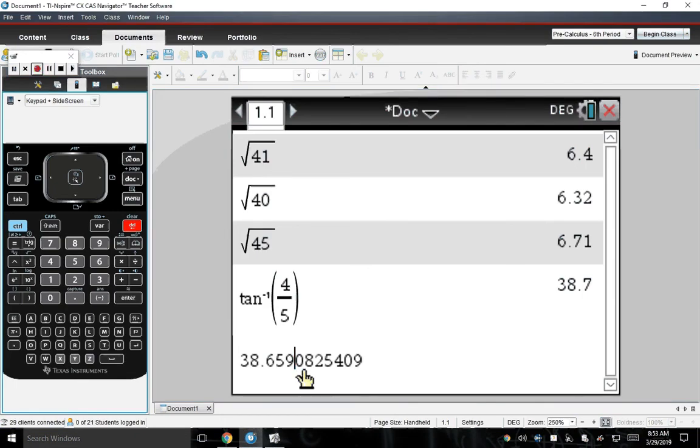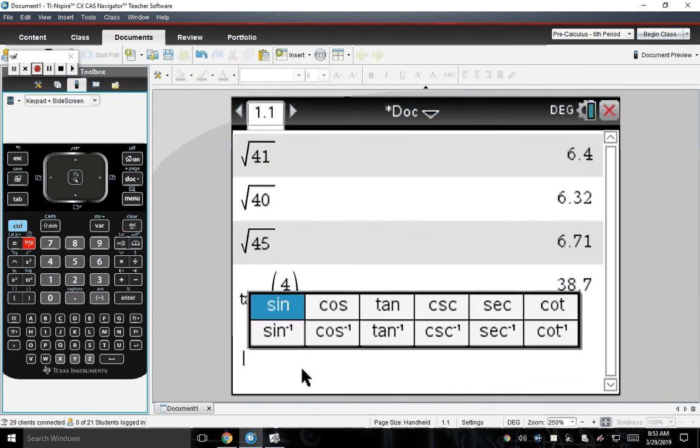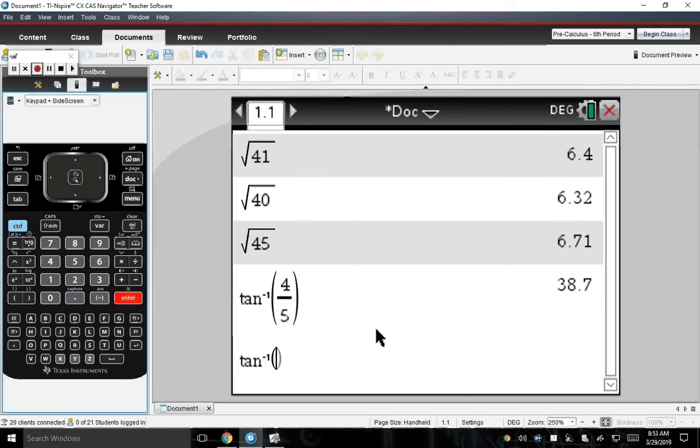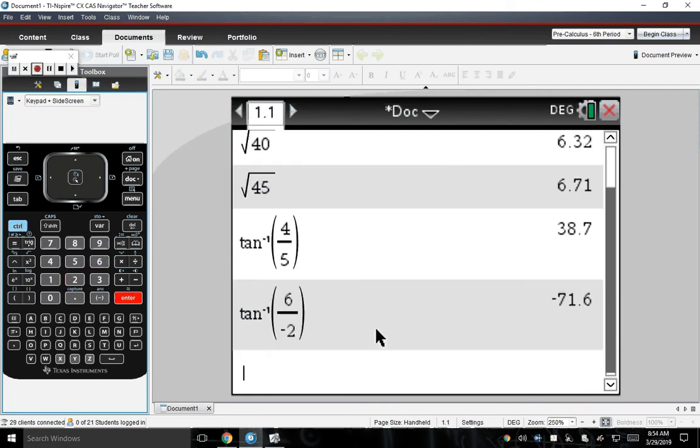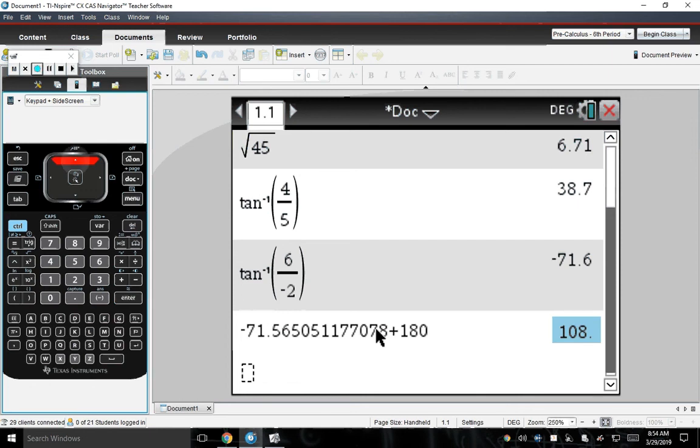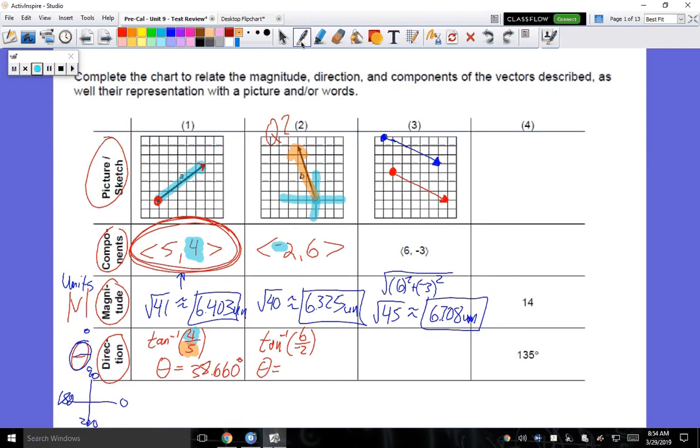So we'll have the arctangent of 6 over negative 2. And then when I do control enter, we get this. But again, we're going to add 180 to this answer and see what we get. So it's going to be 108.435.